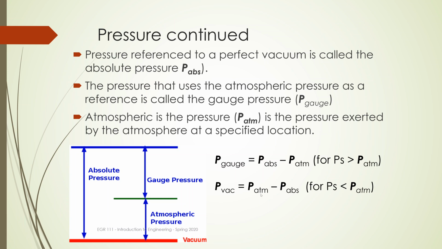If you're looking at a pressure that is less than the atmospheric pressure, so you're in this range here, and you want to find out what that vacuum pressure was, you can do it just by taking the atmospheric minus the absolute pressure to give you that value. So this just means pressures, P's are pressures. This would be a common one we'll use right here.